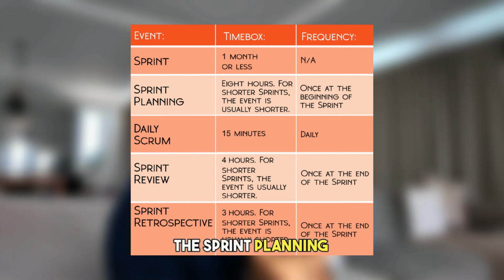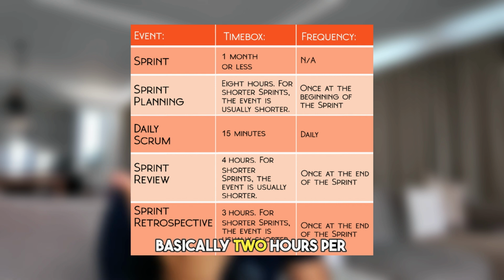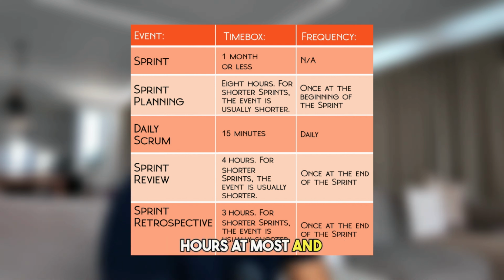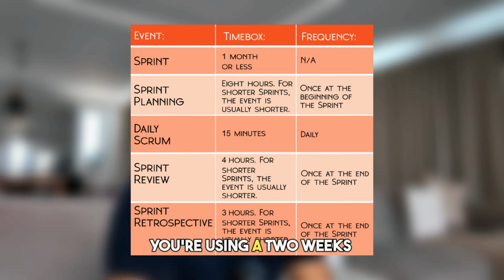The sprint planning should last 8 hours, basically 2 hours per week of sprint. The sprint review, 4 hours at most. And retrospective, 3 hours at most. Again, this is for 1 month. You can divide everything by 2 if you're using a 2 weeks sprint.